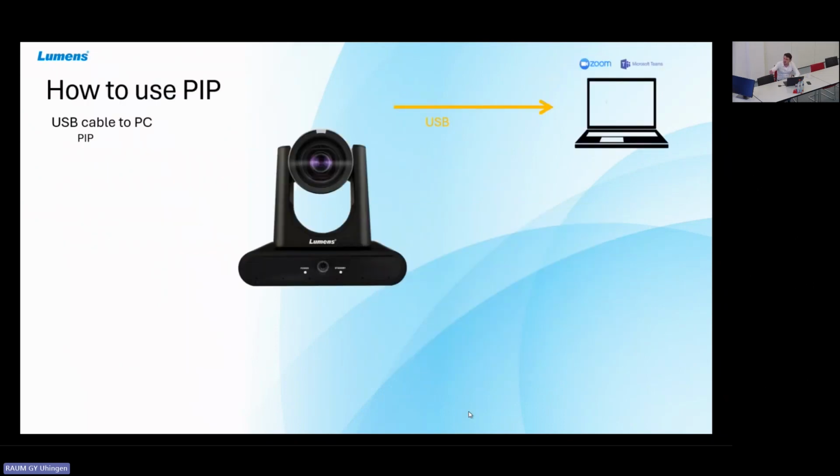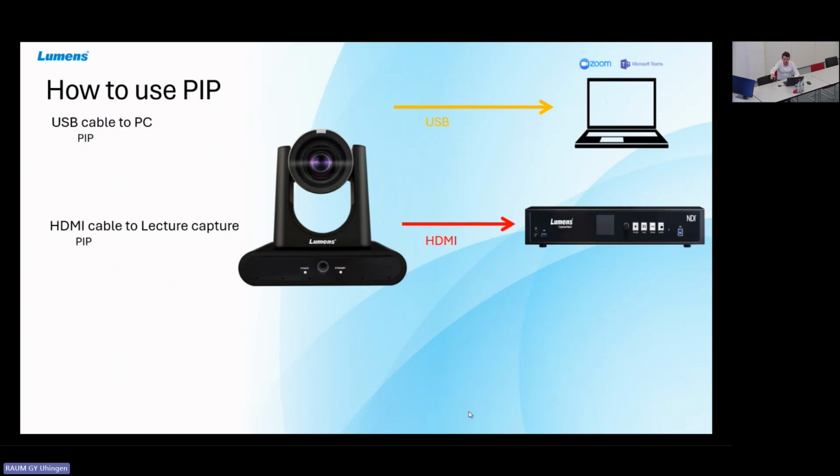How does that go? Simple as that. For a Teams meeting, a Zoom meeting, Google Meet, everything, you just use the USB out of the camera, plug it into your PC, and you're there. If you want to do a lecture capture system or any system that requires, for example, HDMI, you just have the HDMI out into the lecture capture system. Me as Lumens, I prefer, of course, a lecture capture system from Lumens, but this will work with any system.